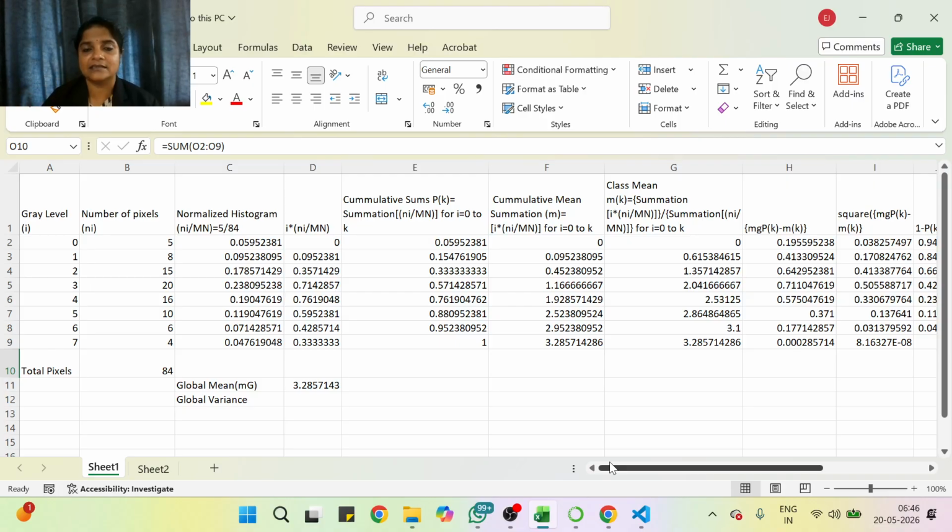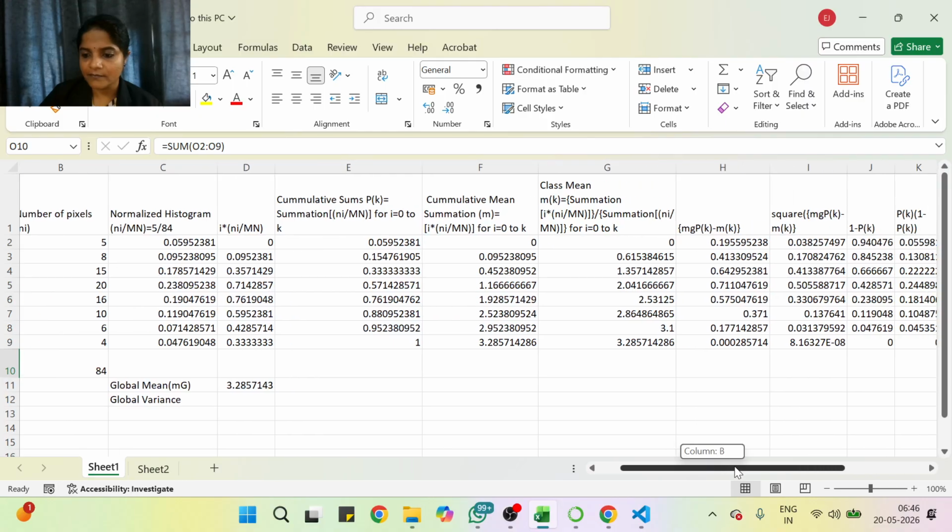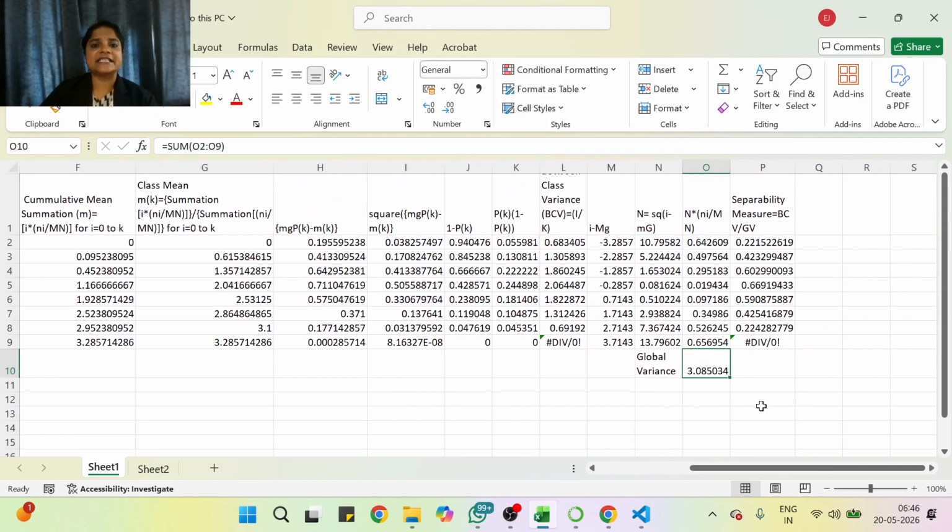is my optimum threshold that I obtain as a result of Otsu's thresholding. Using that optimum threshold, I can go for further segmentation. And finally, this is the separability measure. Separability measure is a dimensionless value. It is basically used to reiterate or reinforce the result that you obtain from between class variance.